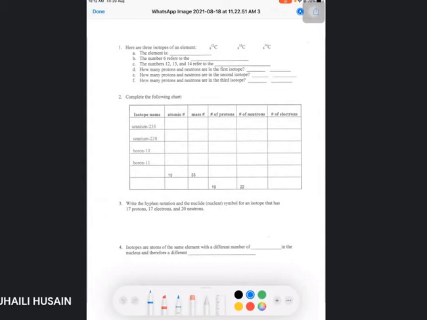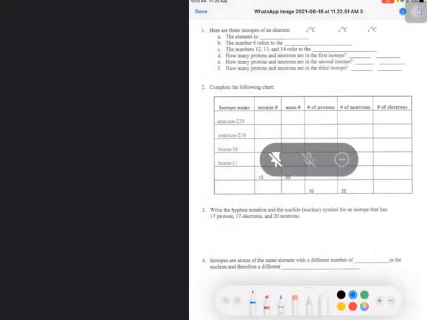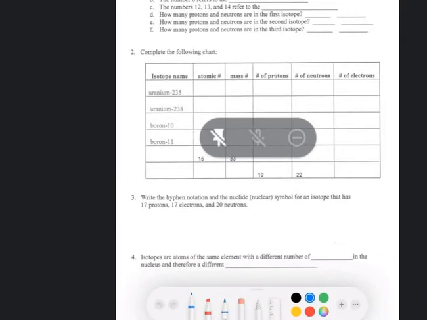Nampak tak? If you cannot see, then you can refer to the WhatsApp group. I've shared the copy of this yesterday. So if you have C12.6, C13.6 and C14.6, then we know that this is for element carbon.